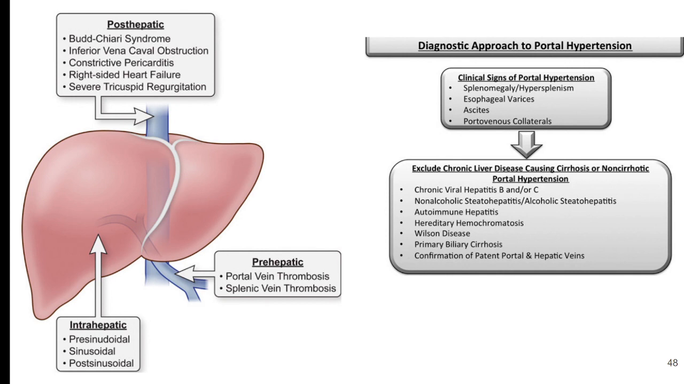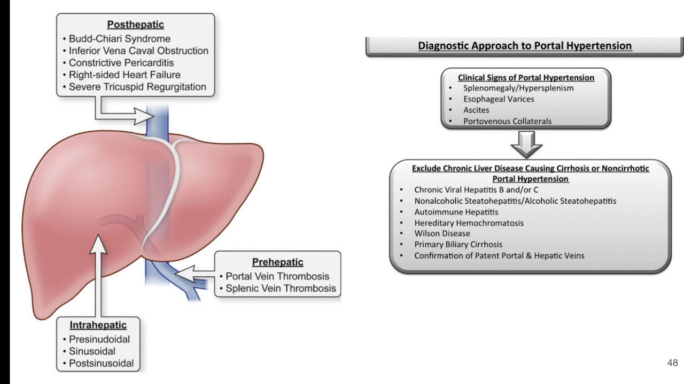That's important. Without splenomegaly, you will not make the diagnosis of portal hypertension except in case of splenic vein thrombosis. In a splenic vein thrombosis, splenomegaly is not a rule. Then the other is esophageal varices, ascites, as well as if at all there is evidence of portocaval collaterals.